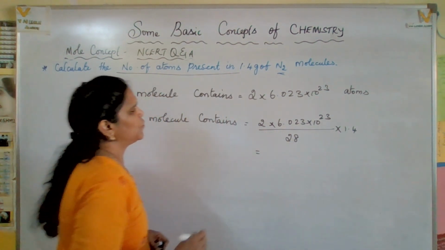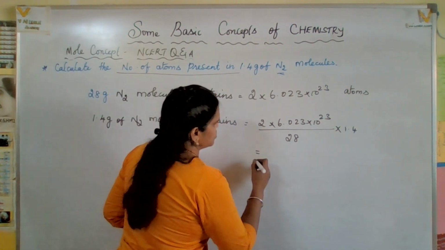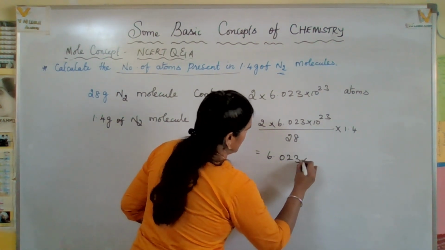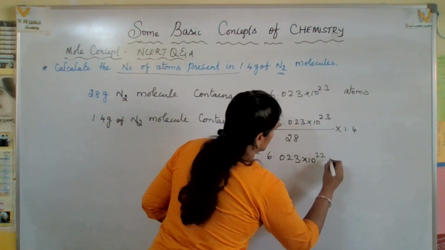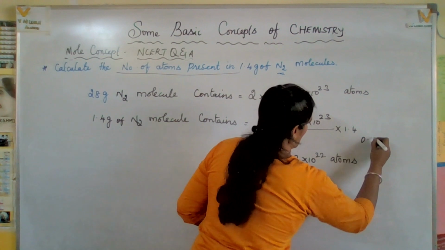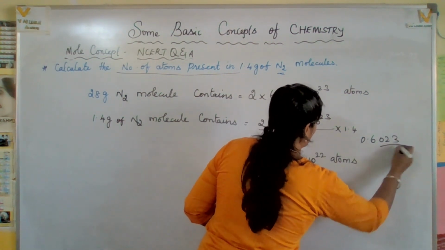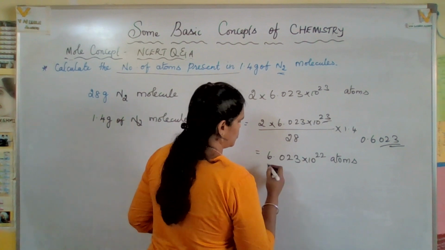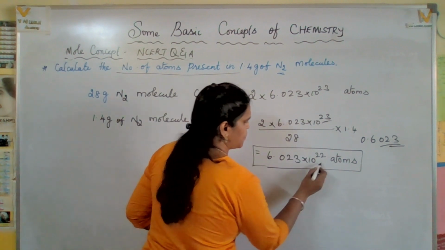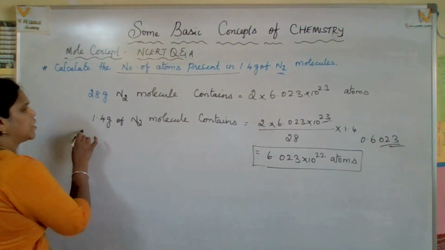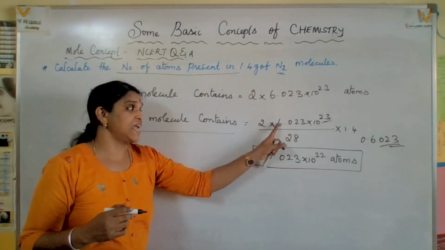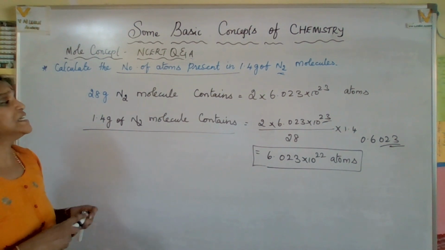So what is the answer? You will get it when you calculate this. Actually, you will get 0.6023 into 10 to the power of 23. So you just put this answer. You can write it like this: 6.023 into 10 to the power of 22 atoms. Hope you're clear with this. 1.4 gram of nitrogen molecule contains this. This is the answer. Hope you're clear with this question.